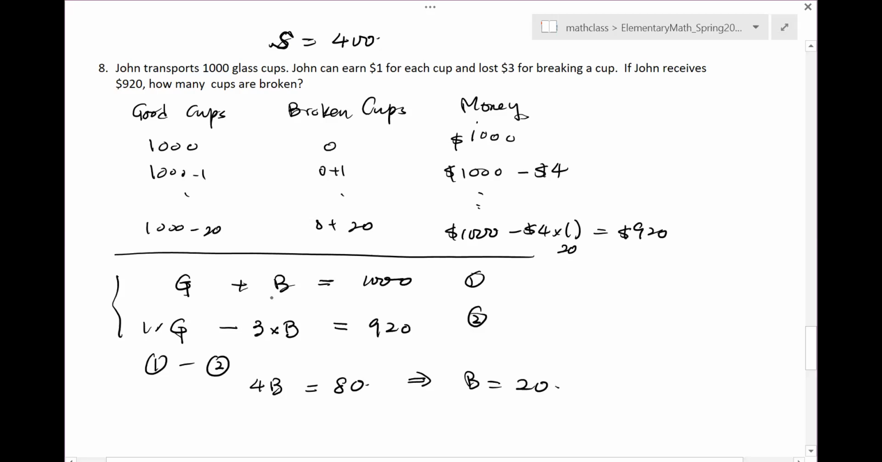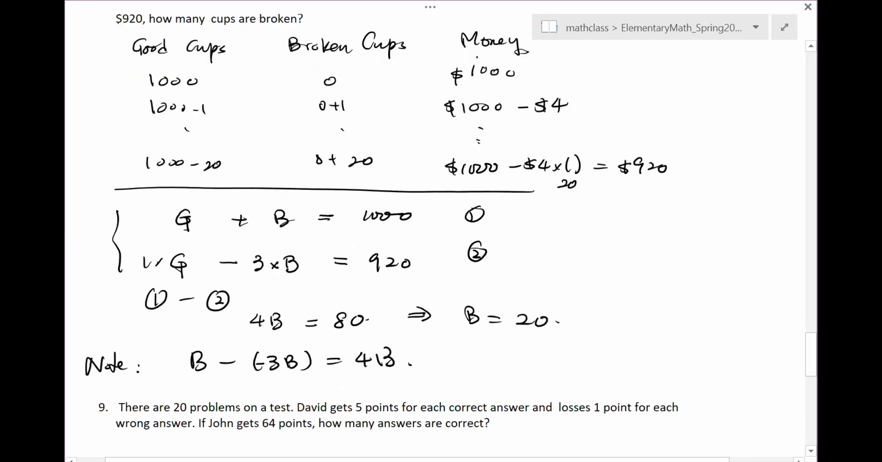Yeah, be careful. B minus negative 3B, it's going to be 4B. Okay, negative becomes positive. You can also get rid of B first by adding together. You have to multiply the first equation by 3. Then add them together, you find the good cups. Then you can figure out the broken cups.